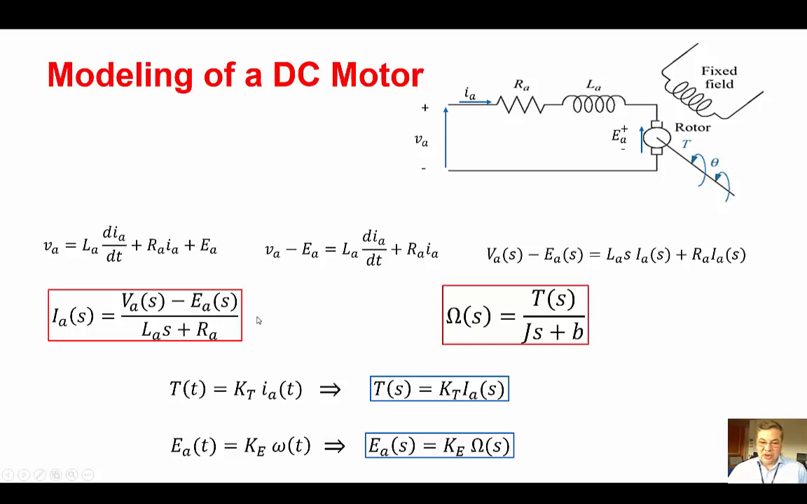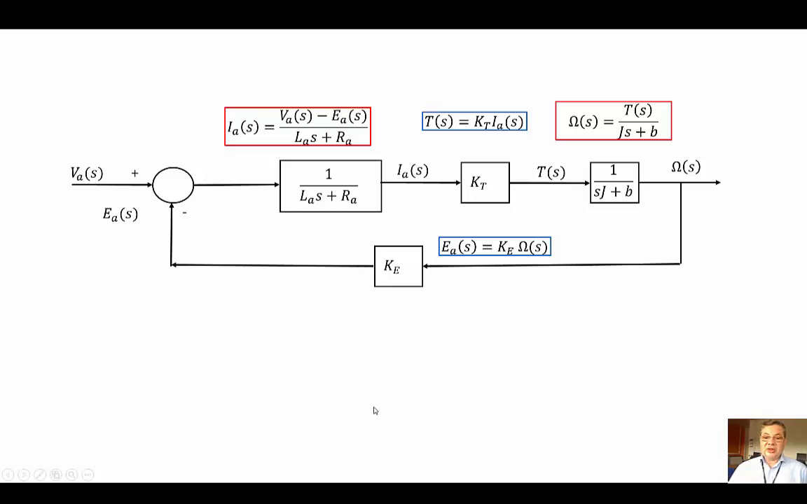I arranged all equations so that on the left-hand side there is only one unknown: IA here, omega here, torque, and EA. Now I can start constructing the block diagram, which is shown on the next slide. You can see it here. I can start from anywhere. I highlighted these two equations in red, which I got from the laws of physics, and in blue is what I got from knowledge of the specific operation of the device.